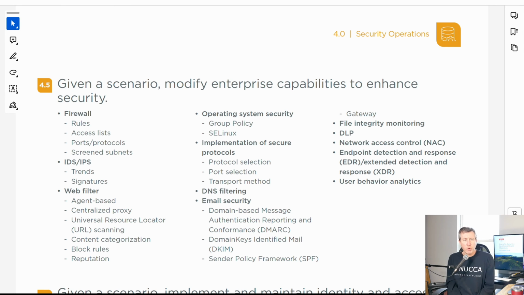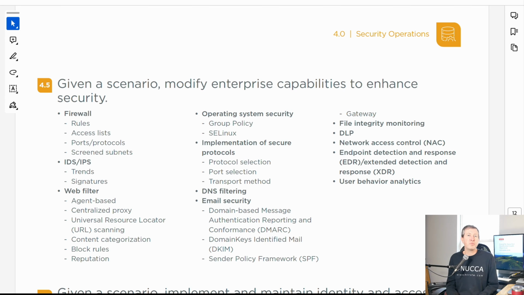So subdomain 4.5, given a scenario, modify enterprise capabilities to enhance security. So here's where we're going to look at examples of what firewall rules look like and access lists. Make sure that you know your ports and protocols. This is one where I've had some students come back and say, well, you said that we needed to know ports and protocol numbers, but I didn't see a single one on my exam. But I've had other people come back and say, yeah, I needed it for like 3 or 4 questions. So thank you for making me do that, because otherwise I would have missed 3 or 4 questions just because I didn't know SSH ran on port 22 or HTTPS was port 443.